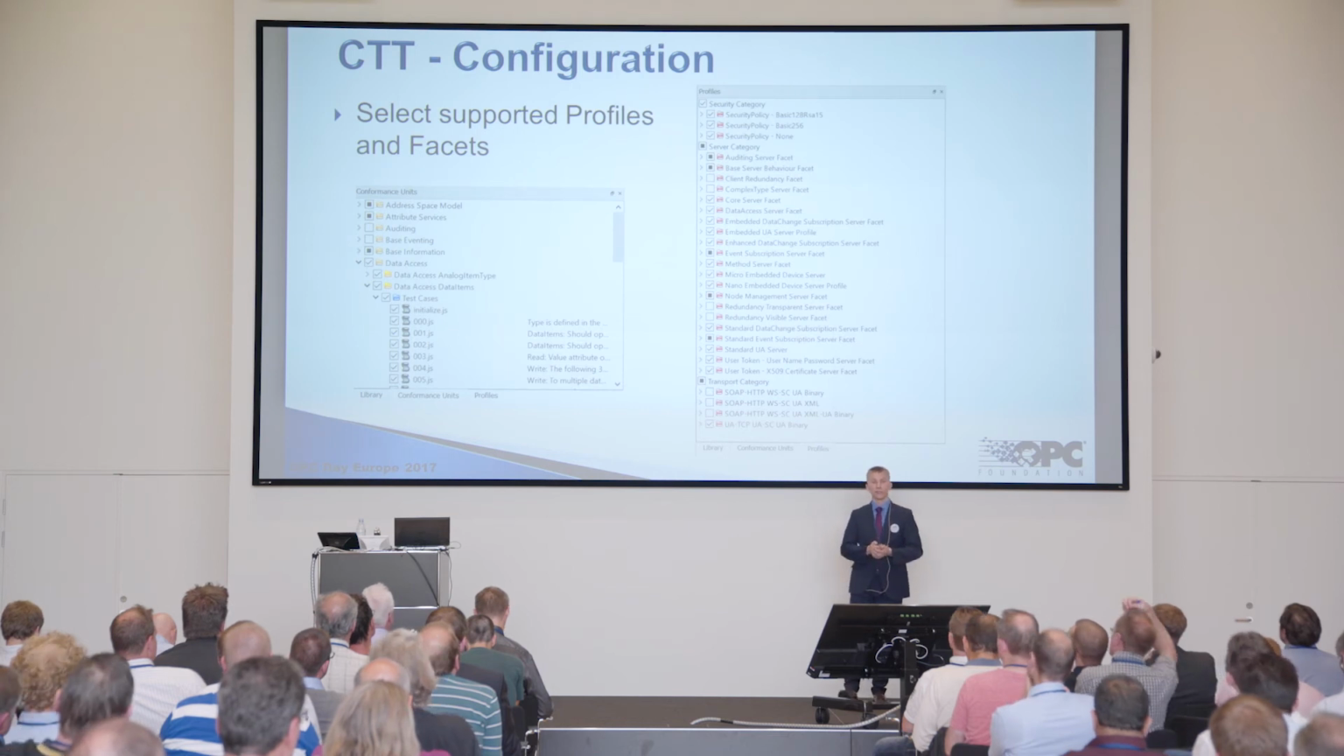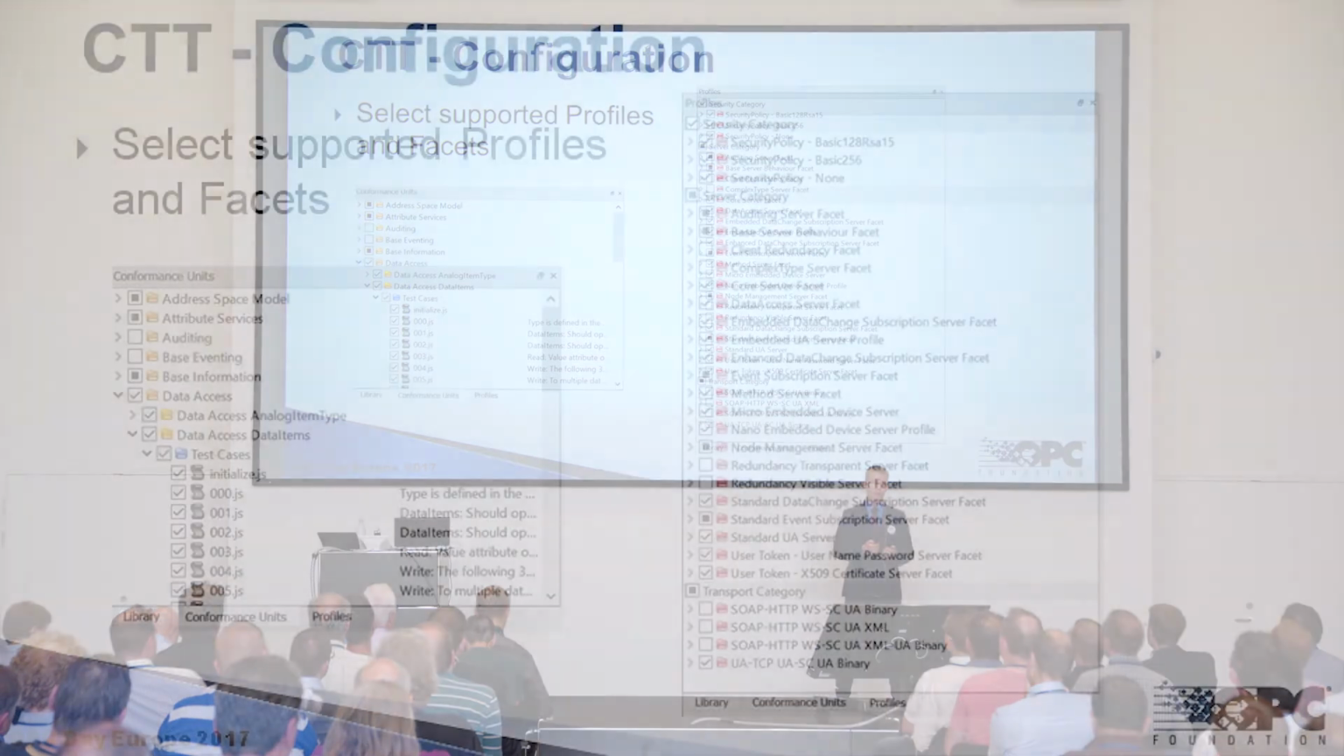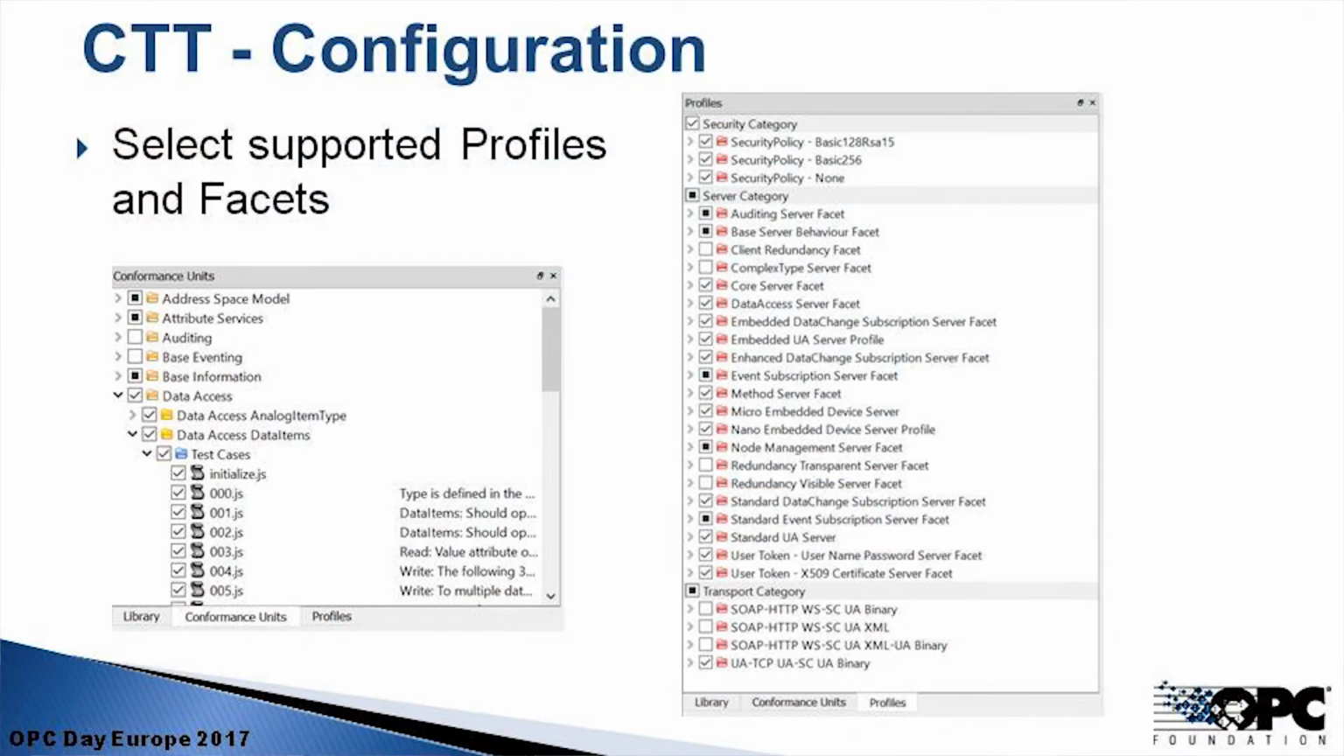Last thing you need to do is to check which profiles or facets you'd like to test your server against. In my case, I'm choosing the standard UA server. As you see, that one includes a lot of facets and some other profiles. All of those checks are done automatically, so nothing for you to worry about. You just choose the profile you'd like to test your server against and check that one.